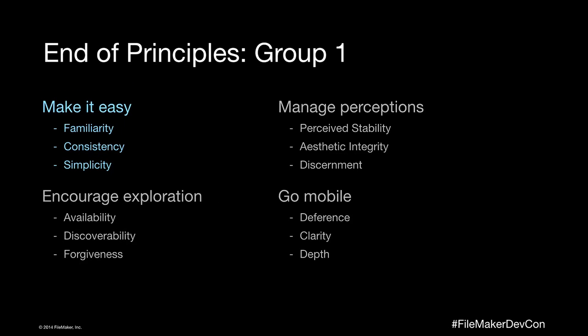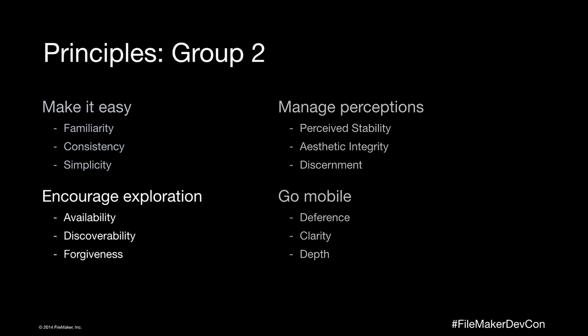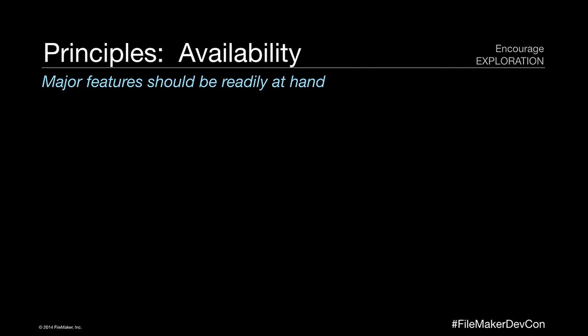So that was group 1, make it easy. Things that help to make your solution intuitive and easy to use. Here's group 2, encourage exploration. The principle of availability. The most needed feature at any given moment should be readily at hand. Make all major features easy to access, at least when they're needed. The user shouldn't have to dig for them.